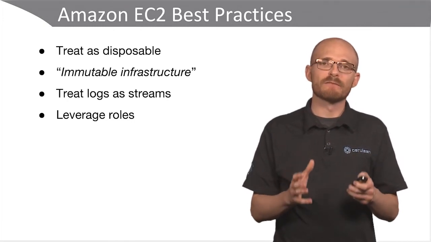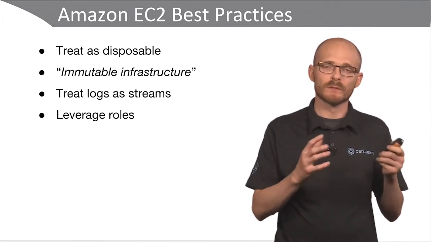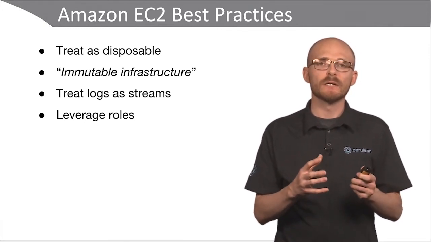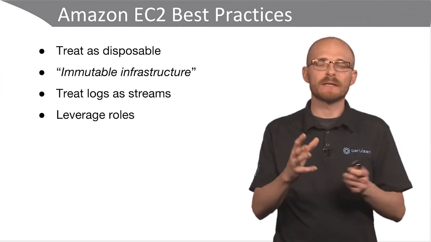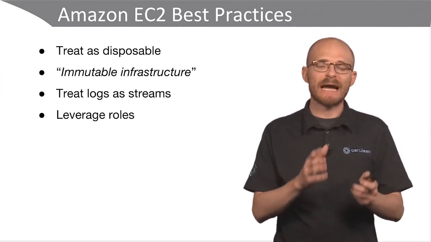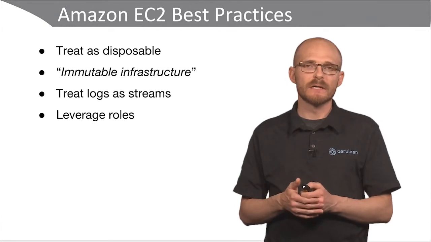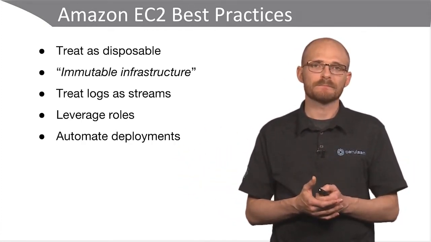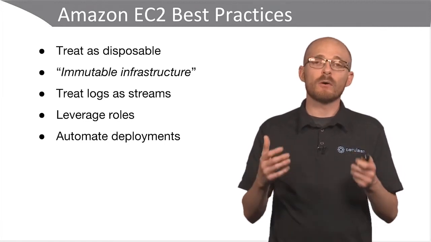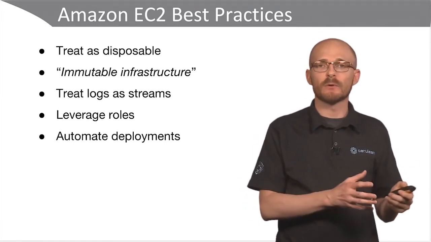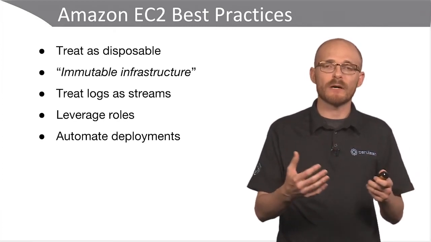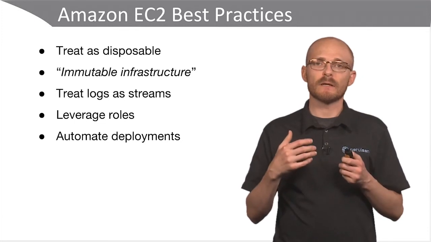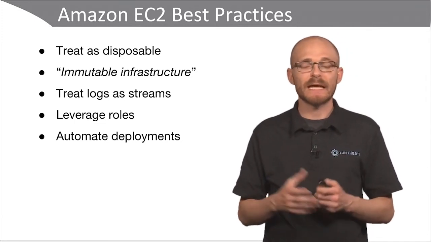We should also leverage roles, and we will talk more about this in detail later as well, but roles allow us to control the permissions that machine has when it comes to accessing other Amazon services like S3 or DynamoDB or what have you. We should also leverage automatic deployments. We should automate all of our processes as much as possible. Again, automation is going to allow us to be more efficient in our processes and more secure.